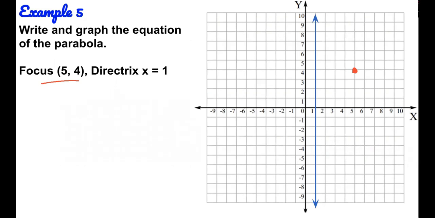Towards the right. That's correct. So we know that our vertex is going to be somewhere around here. It should be at 3, 4, but let's go ahead and prove it mathematically. All right, let's go ahead and do our p-value.